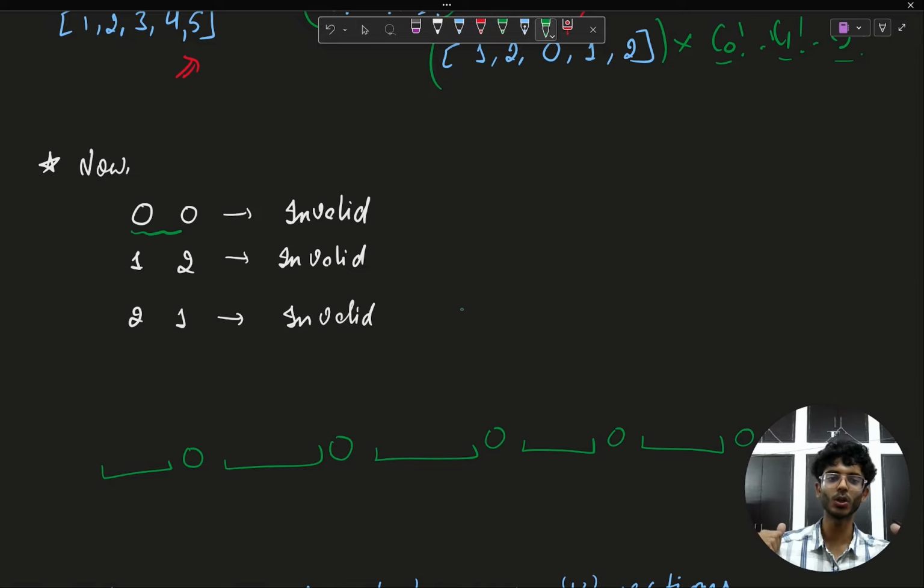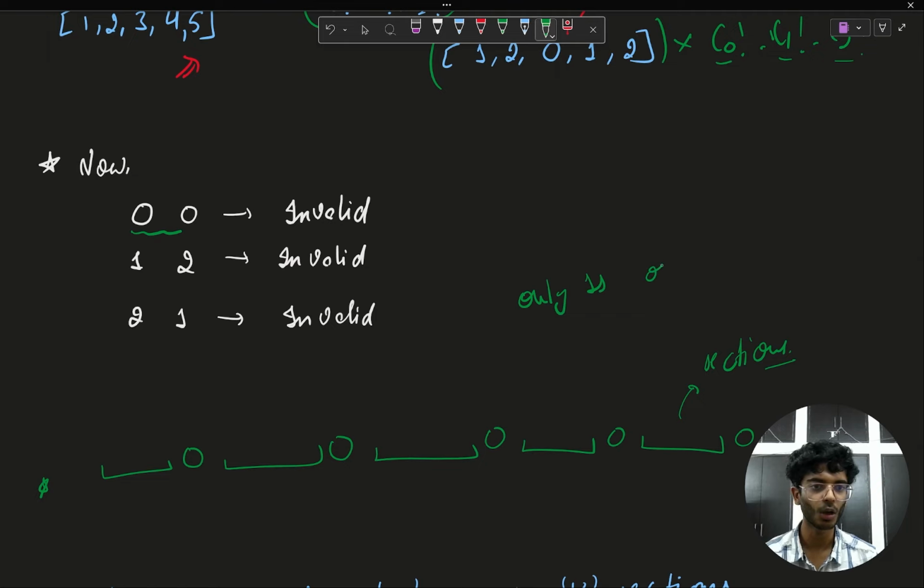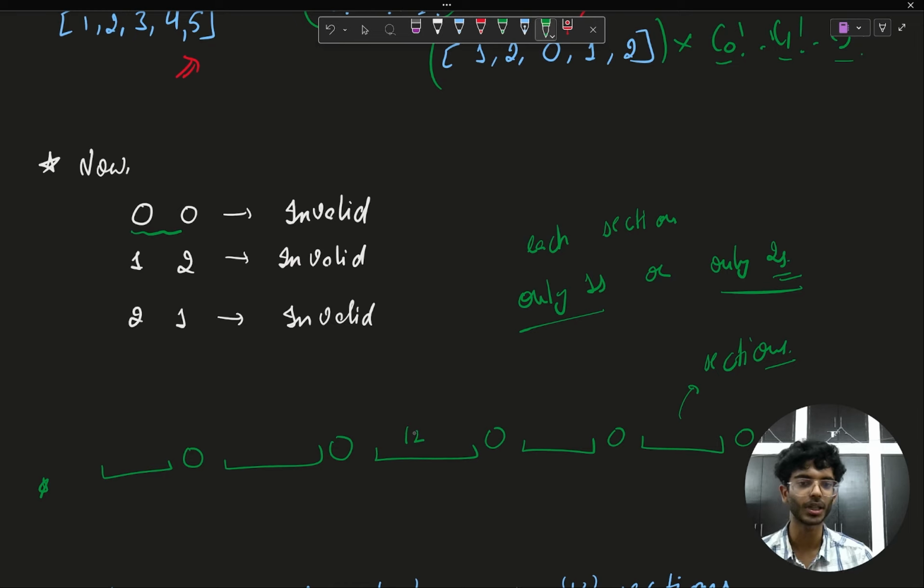So in any possible good array, we'll have a configuration of this sort where we have zeros separated by some sections. We'll call them sections. And each section can contain either only ones or only twos. Why? Because if we put a one and two together here, it's going to be invalid. So we can place a few ones here, a few twos here, and a few ones, a few twos, and this is going to be a completely valid good array.